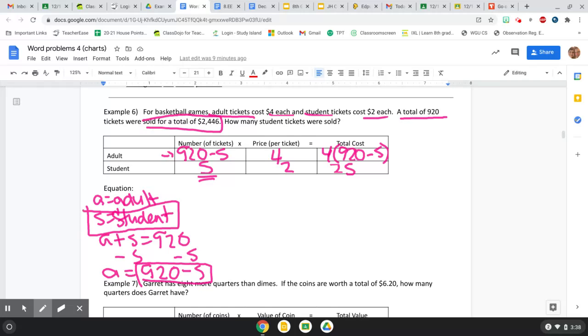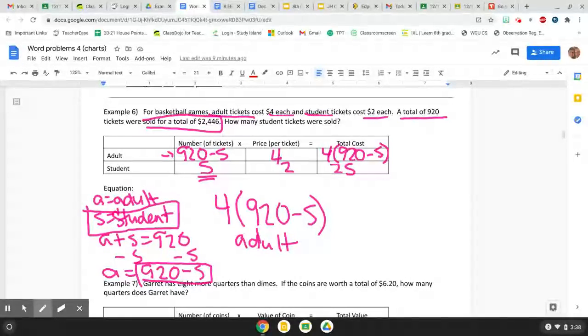So all of that cost is going to add up. So the total cost of adult is this 4 times 920 minus S. So that's the adult. I'll write it underneath since we're not solving. And then plus the number of student ones. I'll put stud. Okay. So student ones was this total of 2S.